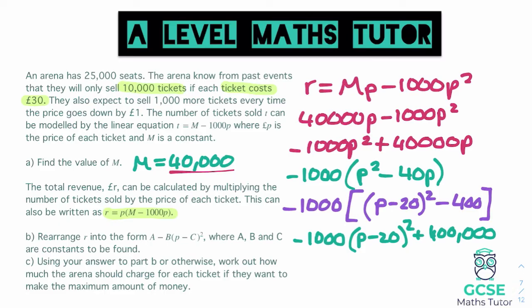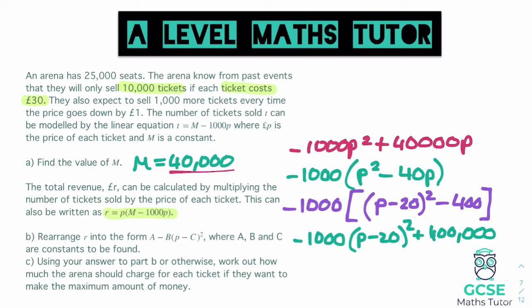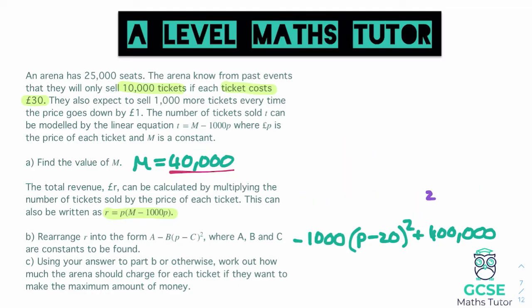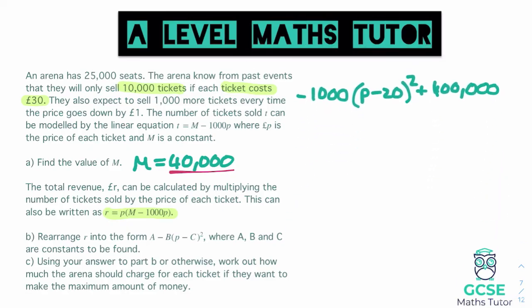Obviously the question wants it written slightly differently, though it does want that 400,000 at the start. So in order to do that, let's get rid of all of this, and we'll just write it in the correct way, and then we can have a look at part C without all of this information everywhere. So that is our second to last step. We just need to write it in the correct form, and that correct form is going to be 400,000 minus the 1,000 p minus 20 squared. There we go. So that is part B. It's in the form that it wants, and we could say that A is 400,000, B is 1,000, and C is 20. And now we can actually look at part C.